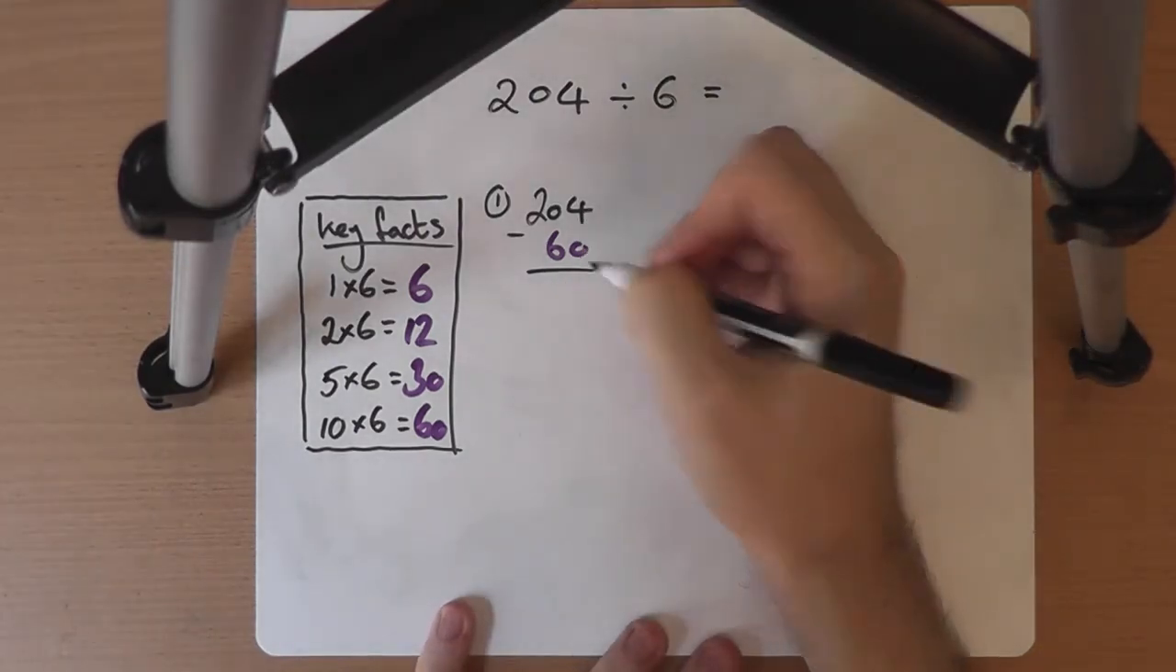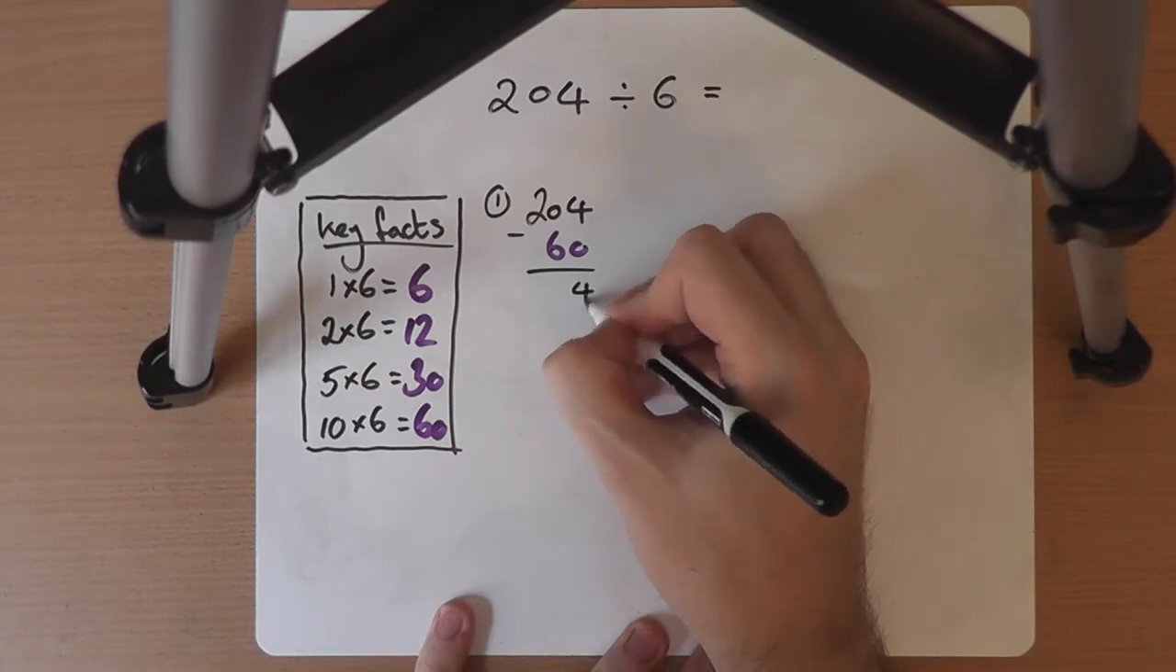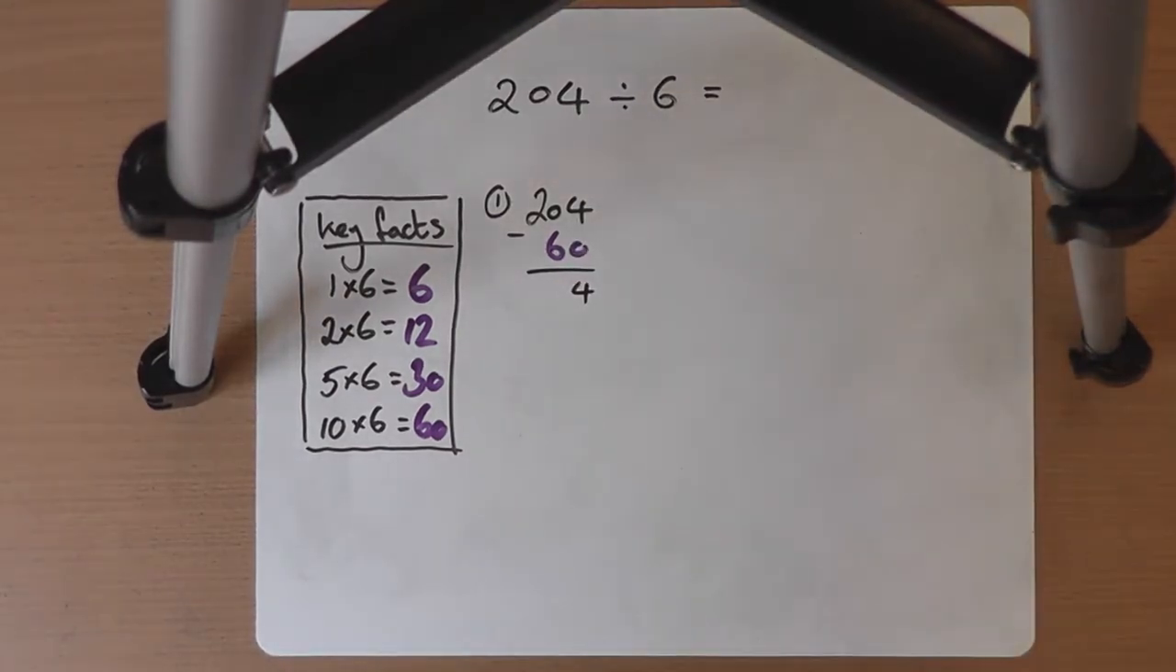So I'm going to start with units. 4 units take away 0 is just 4 units. 0 tens take away 6 tens. I haven't got enough tens in the first bit. Problem, we haven't got enough tens. Solution, find some from somewhere.